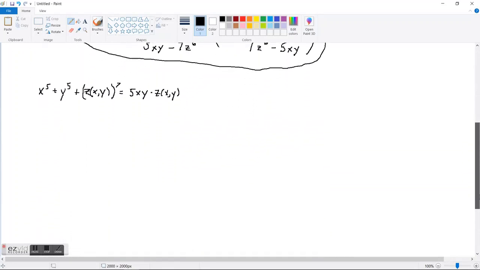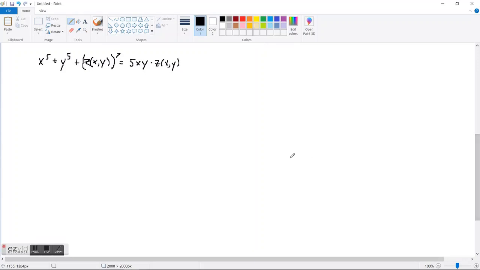Now we find the partial of z with respect to y and do the same thing, viewing z as an unknown function of x and y. Partial of x to the fifth with respect to y is 0. Partial of y to the fifth is 5y to the fourth. And then we need the chain rule here, 7 times z, which is a function of x and y. It's not a constant. We don't view it as a constant, times the partial of z with respect to y.